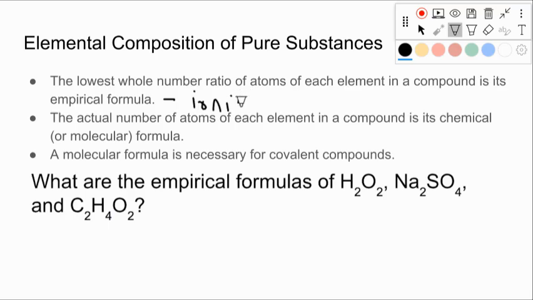ionic compounds. They always have their empirical formula because when we're doing the chemical formulas, we always figure out the smallest number of each thing that can be equal to 0 to cancel out the charges. Molecular is the other option, and it's the actual number of each element in a compound.